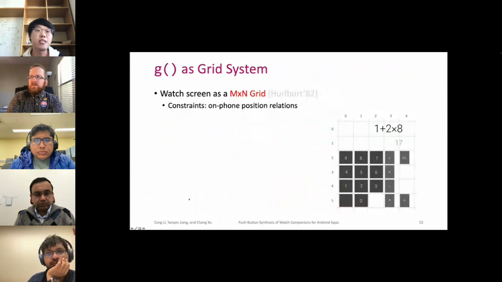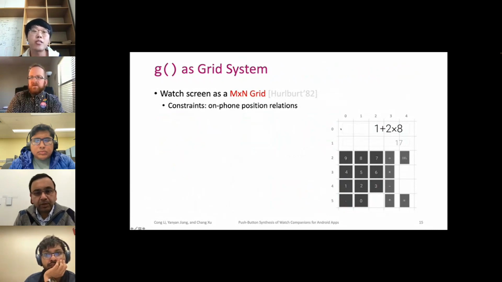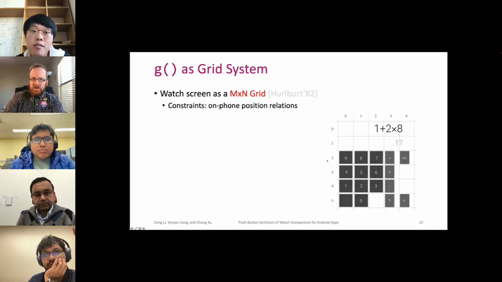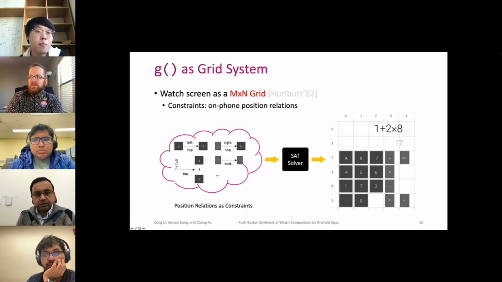As for the function g, we take a very sophisticated approach by modeling the limited watch screen as an m times n grid, and our goal is to put every widget in a single cell, like this one. And for this goal, we collect the position relations from the examples, like widget 9 should be to the left of 5 and to the top of 5. We collect a set of such constraints and feed them to a solver to get their exact position on the watch screen. All right.